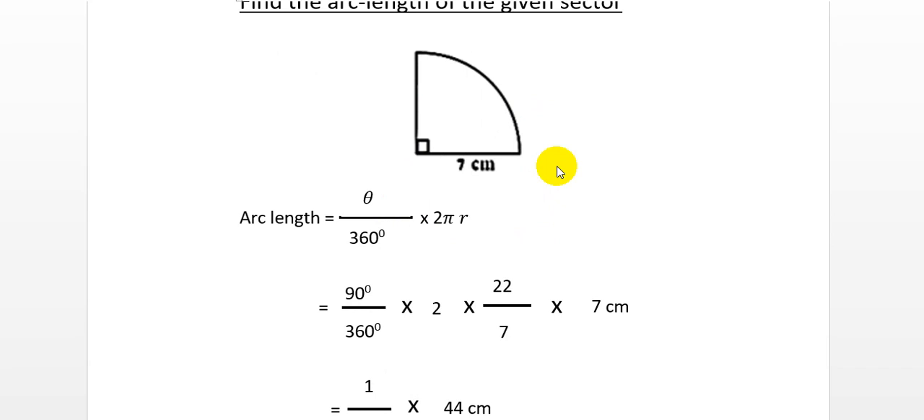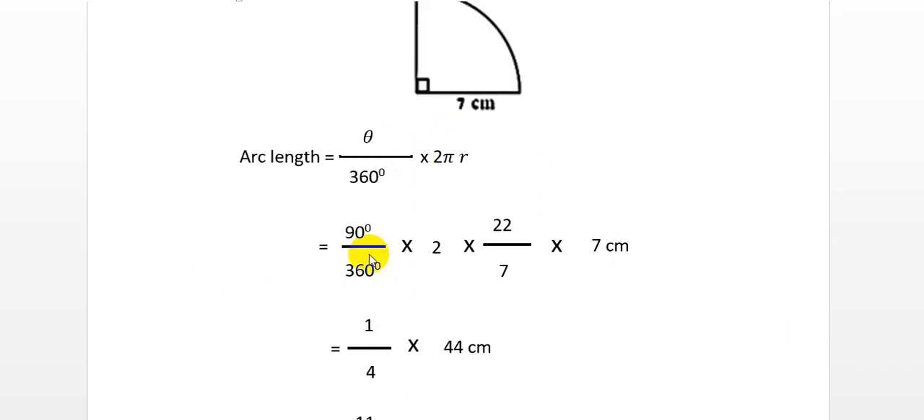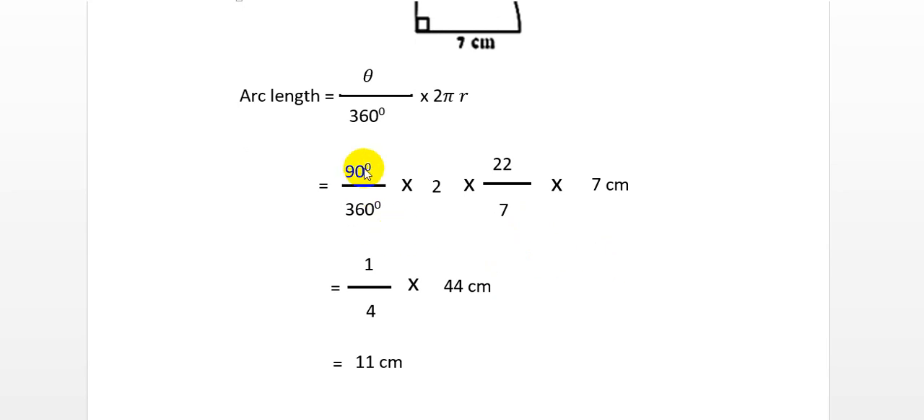So as you are aware, the equation we use to calculate the arc length of a sector of a circle is theta over 360 into 2 pi r. In this question, theta refers to 90 degrees. So 90 over 360 into 2 into pi value, which is 22 over 7, into the radius of this particular sector, which is 7 centimeter. 90 over 360, when you divide by 90, the numerator value you get is 1 and the denominator value you get is 4.